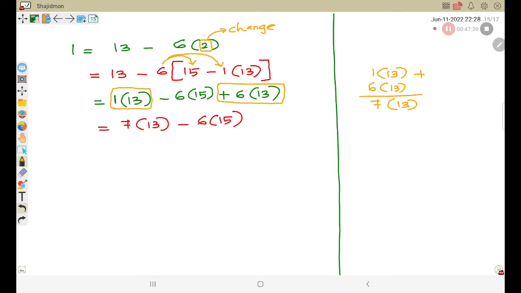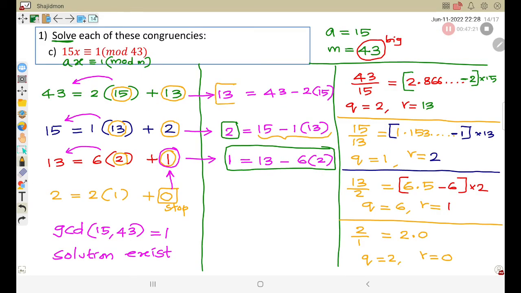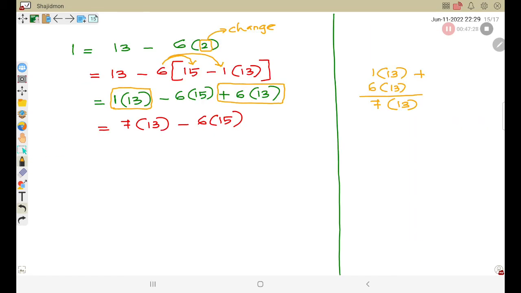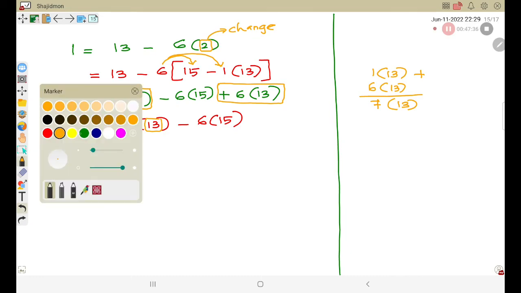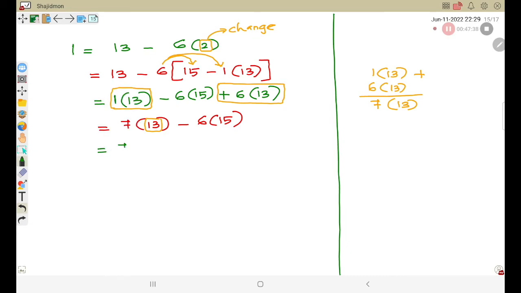Okay, now which number do we need to change? 13. See this number, 13 means what? 43 minus 2 multiply 15. So we can change that number now, this 13 number, as I told you. So we can write equals 7 multiply 13, meaning 43 minus 2 multiply 15, minus 6 multiply 15, same.